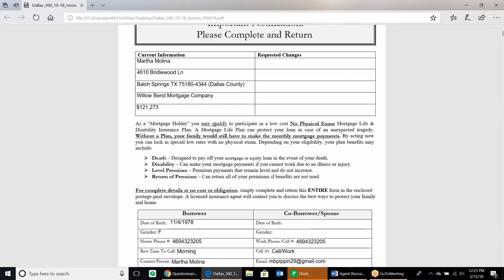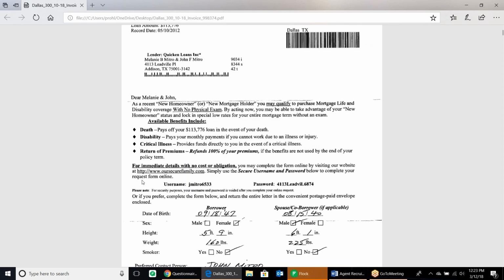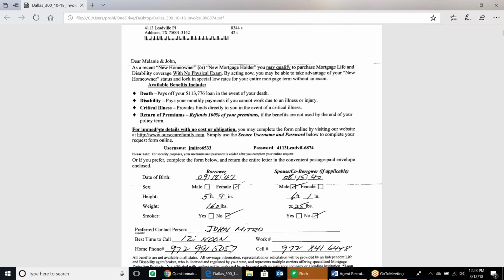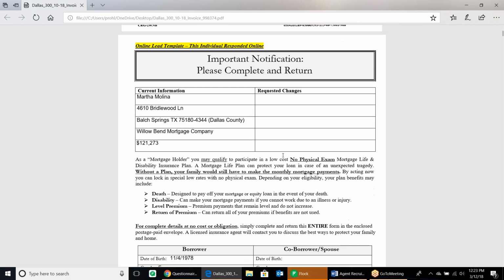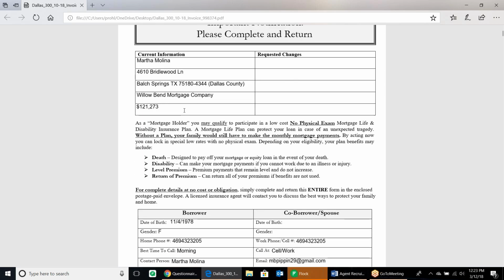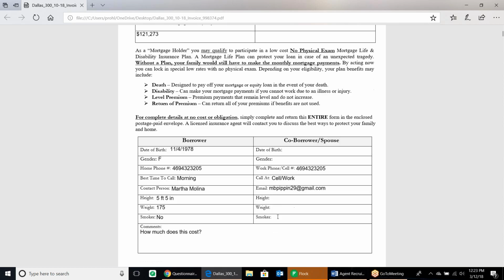That's because they received this mailer initially, and what they did, if you look right here, is it says you may complete this form online by visiting our website at www.oursecurefamily.com and using the code below, like a username and password. Once they go online and fill that information out, it comes to us like this. And then they can add all of their information in there.